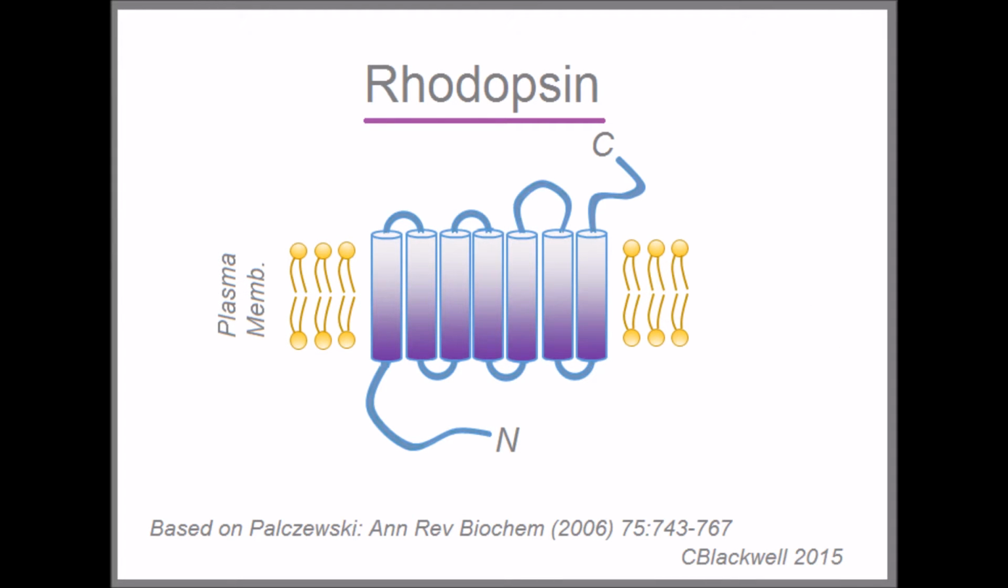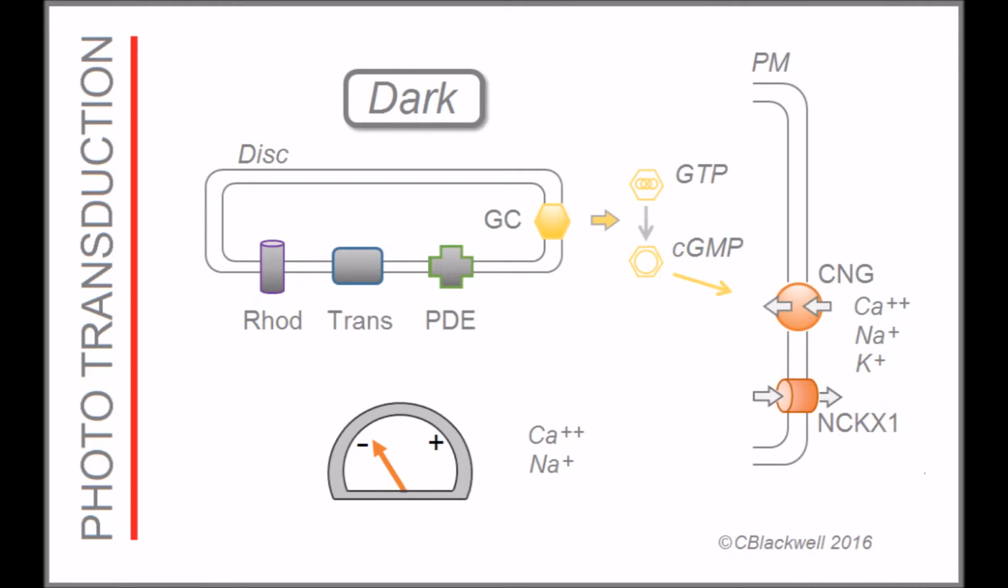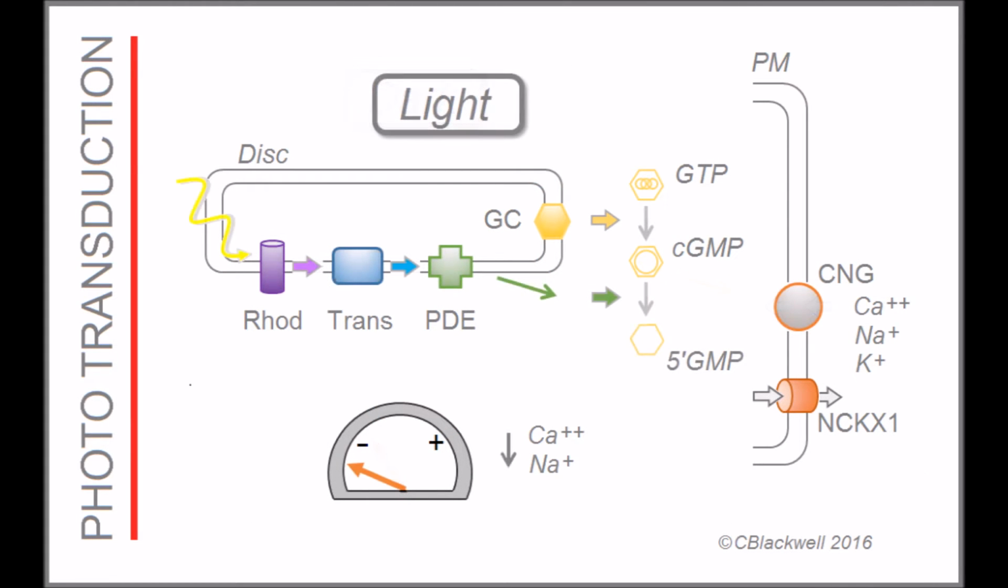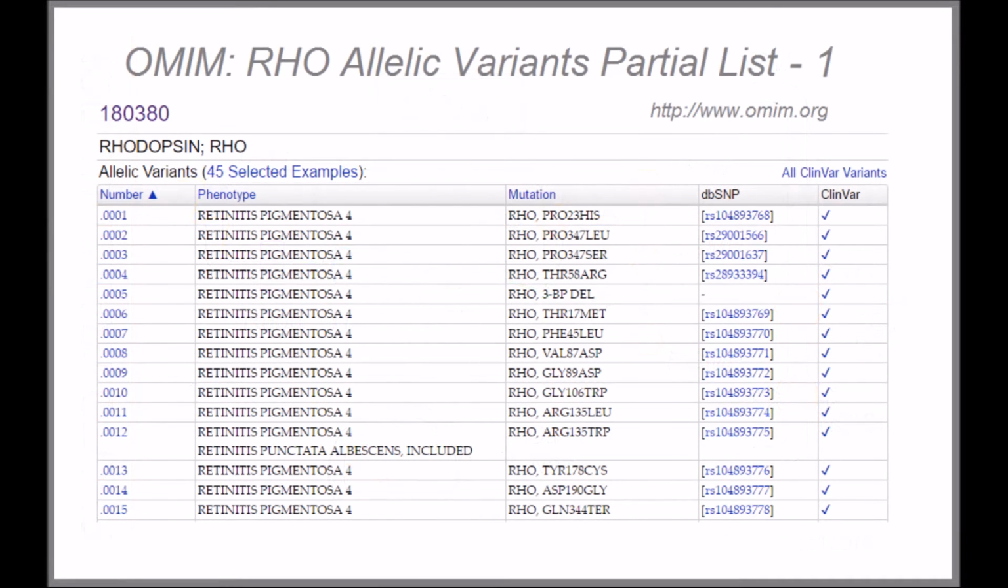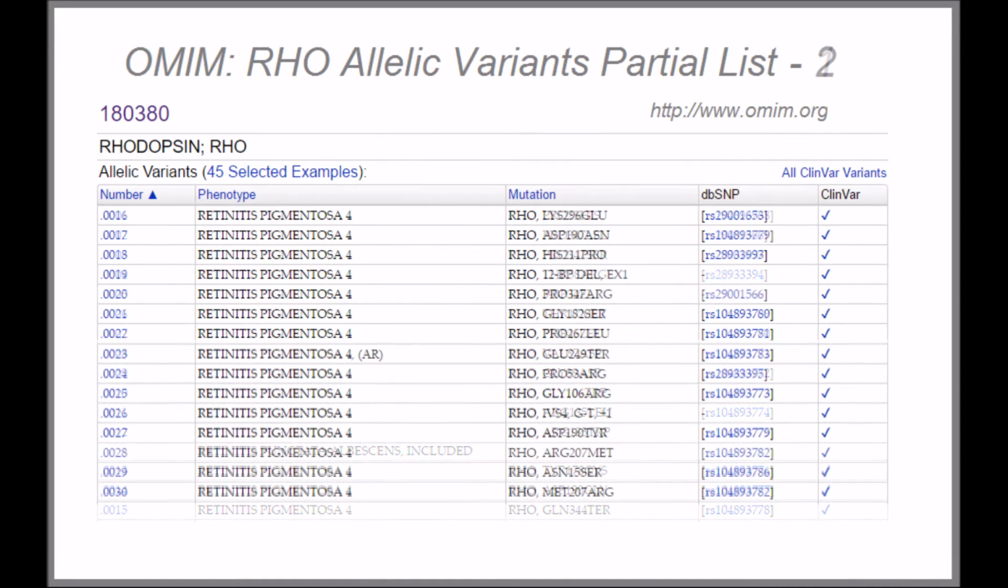Within a rod cell, the molecule rhodopsin with attached retinal is the G protein coupled receptor that senses the arrival of a photon of light and then triggers the phototransduction cascade in rod cells. There are more than 100 documented Rho mutations, meaning there are a variety of different effects.